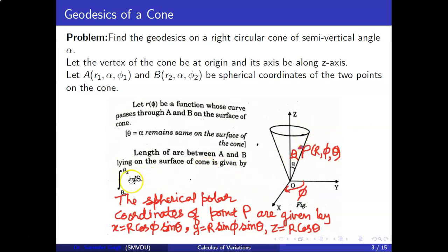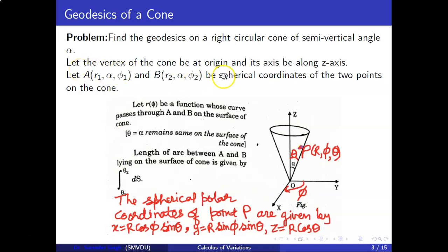So this ds is a small arc length between 2 points here, and let theta 1 to theta 2 be the limits. Theta 1 is varying, and in this case you can see here this theta is constant. So you can say phi will be varying over here. So basically the limits should be phi 1 to phi 2, right? So let us see how to write the proof of this problem.